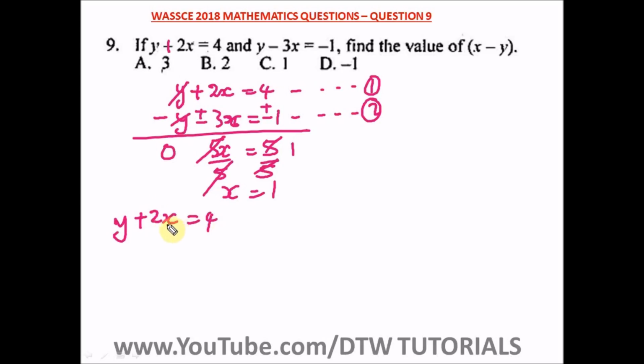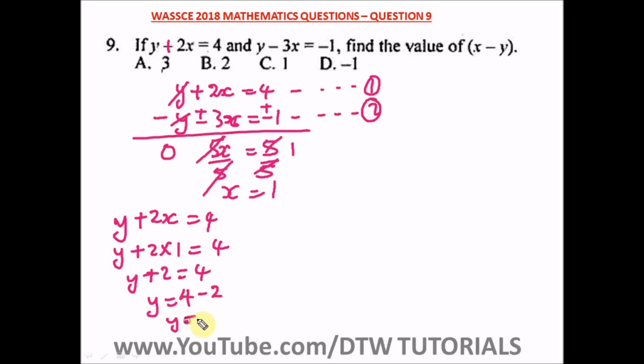So putting x equal to 1 into equation 1, equation 1 is y plus 2x equal to 4. So let's put in 1 here. So we have y plus 2 times 1 equal to 4. Alright, so we have y plus 2 equal to 4. So we have y is equal to, take 2 to the other side, positive 2 will turn to a negative 2. So we have 4 minus 2. So what is y equal to?